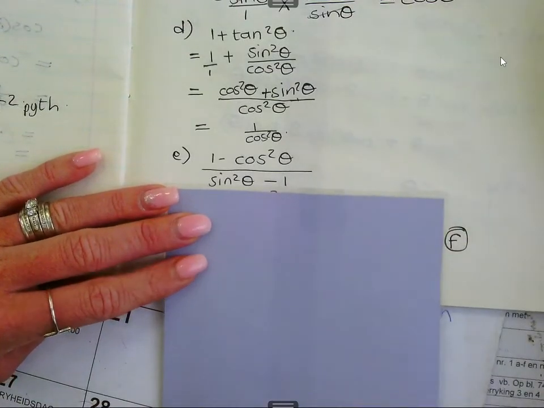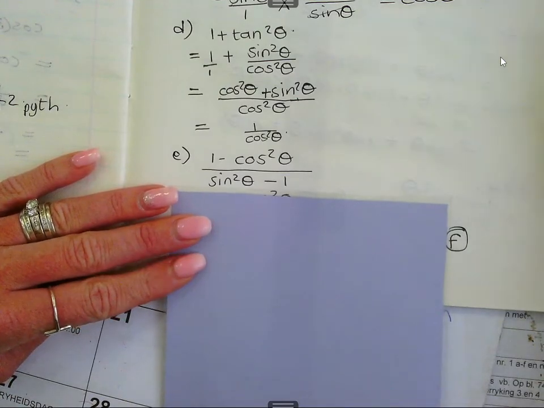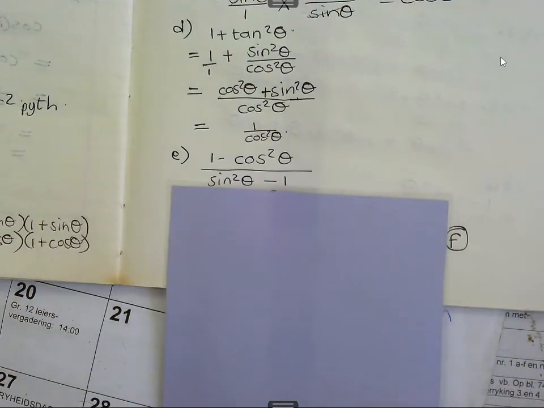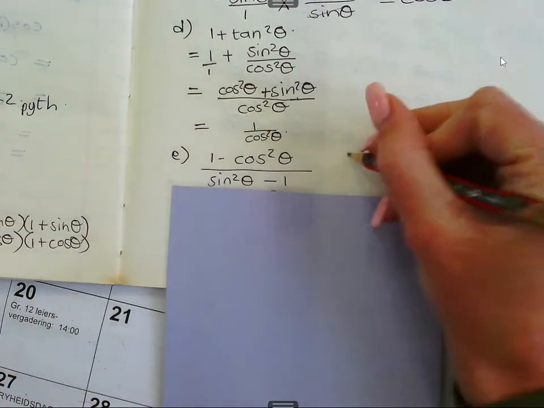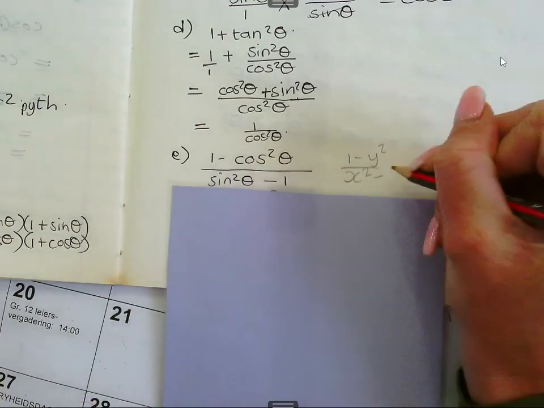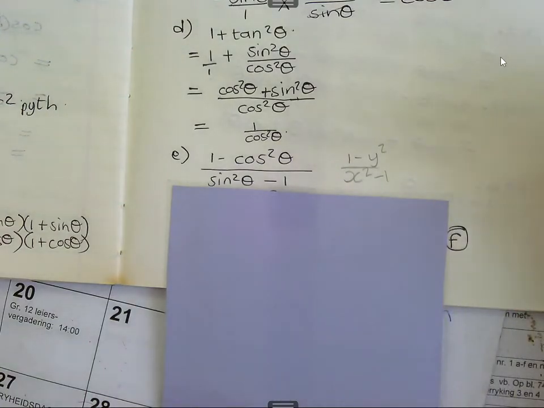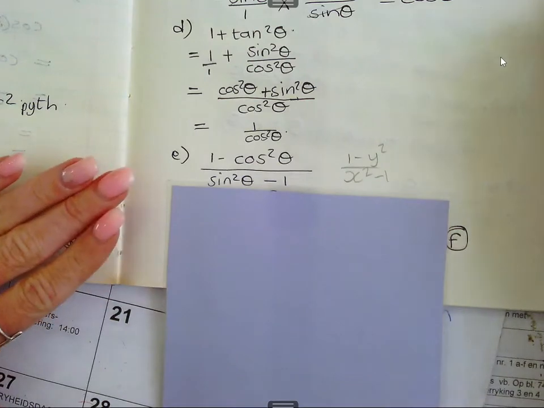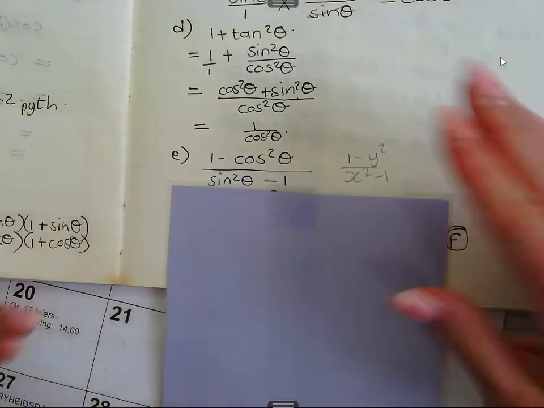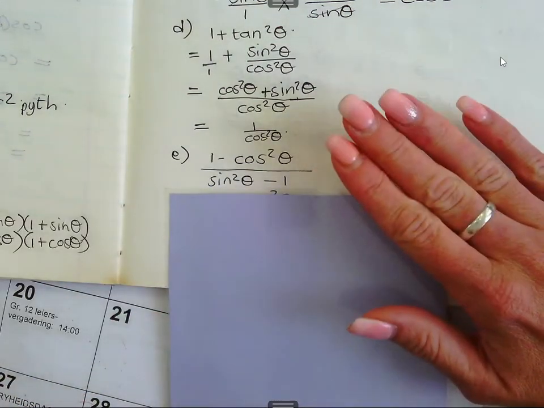One minus cos squared theta divided by sin squared theta minus 1. That's the same as 1 minus y squared over x squared minus 1. Okay, so although I hope you see the difference of two squares, even if you take it out, it's not going to help because the top is y and the bottom is x. Okay. Do you see an identity in there?